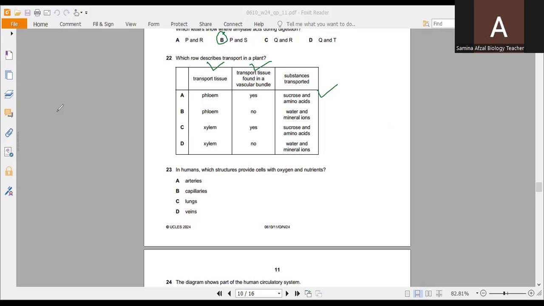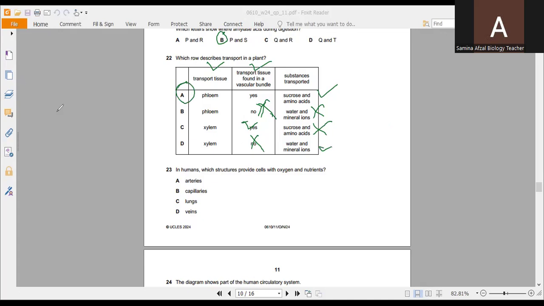B is phloem, but this is not correct. Phloem does not transport water and mineral ions. Xylem is part of the vascular bundle, but it does not transport sucrose and amino acids. It conducts water and mineral salts. So only A is the correct option.